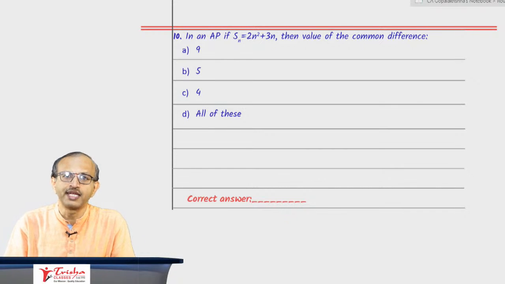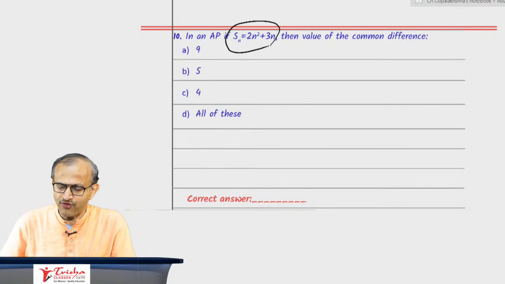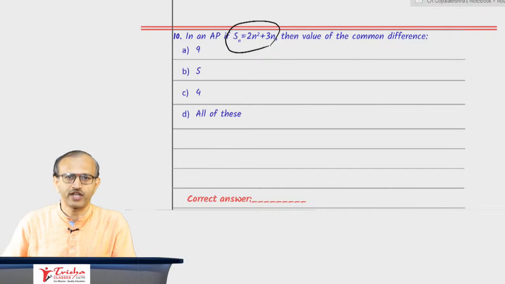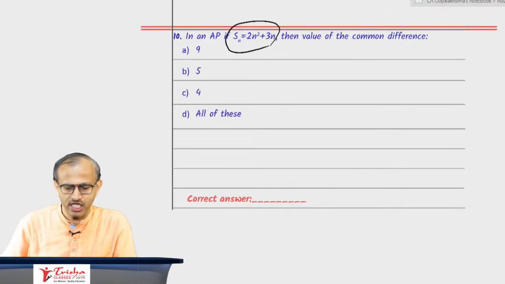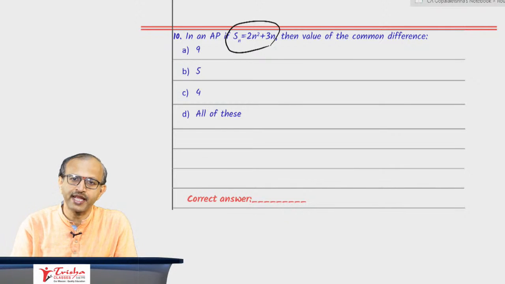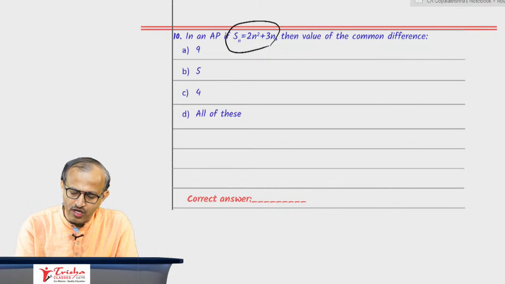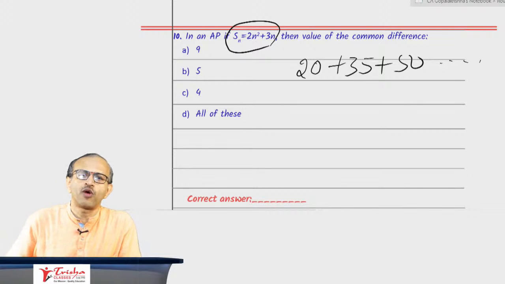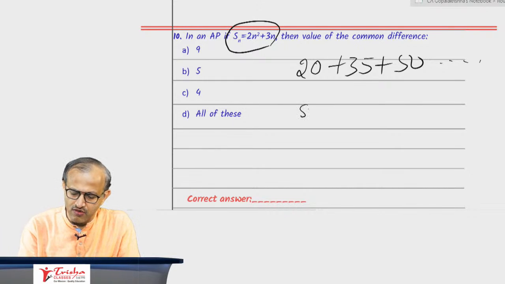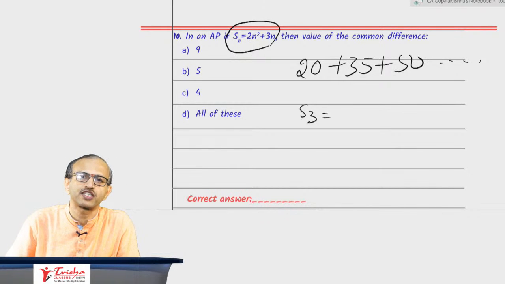In an AP, SN is given. The value of the common difference is what? A very interesting question. All of you refer to the question and I will work it out. In AP, they are given SN. Do you know this one? 20, 35, 50, etc. Tell me, what is the total of 3 terms? Different example. What is the total of 3 terms? First.